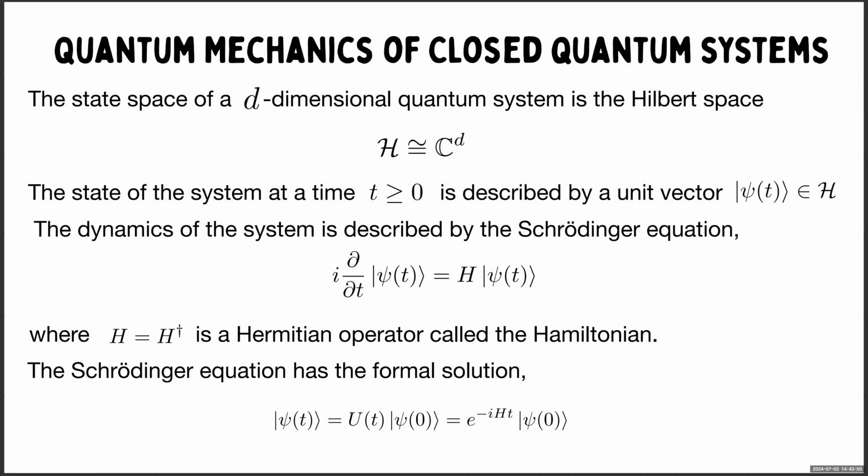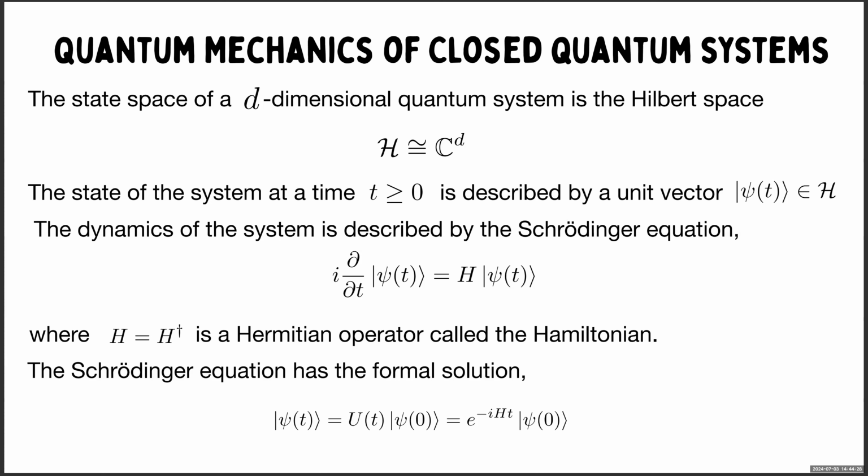Now I'll also briefly formalize what we've already mentioned, which is the quantum mechanics of closed quantum systems. The reason I spoke about Hilbert spaces is that a d-dimensional quantum system is described by a Hilbert space. The state space of the quantum system is the Hilbert space, and the state at some time t is described by a unit vector in the Hilbert space. Unit vector means that the norm of this vector is always going to be 1.